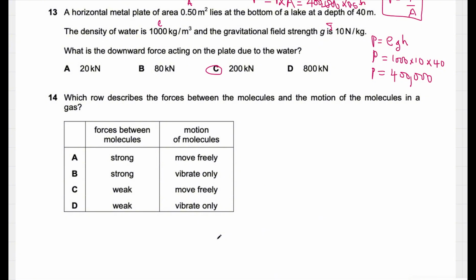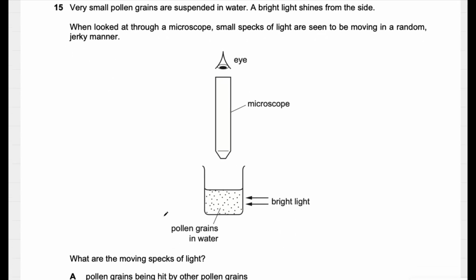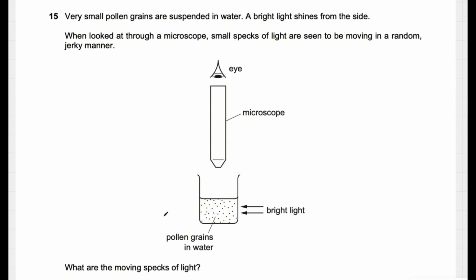Which row describes the forces between the molecules and motions of molecules in a gas? Okay, for gas, the forces between the molecules is a weak one, it's not a strong one. And the molecules move freely, they don't vibrate. So the answer is between C and D, and the answer is C. Vibration is for solid. Okay, so question 14 is C. Let's go to question 15. Question 15 has something to do with the Brownian motion.